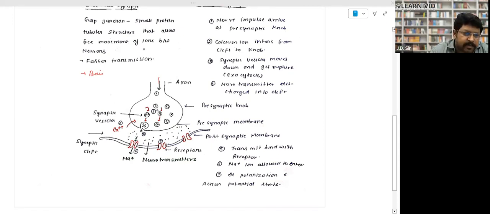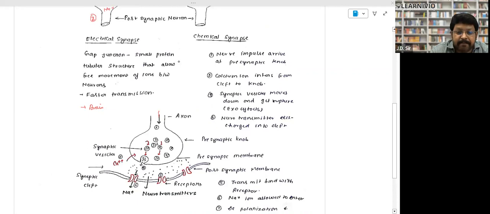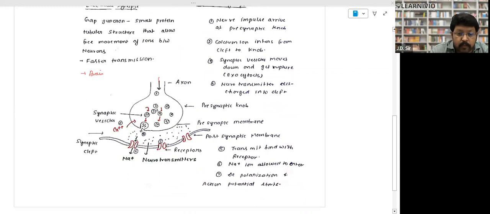So this is, by the way, very important. Electrical synapses have been asked many times. Even chemical synapses. Both of the synapses are important for the NEET examination. They have been asked many times, right?